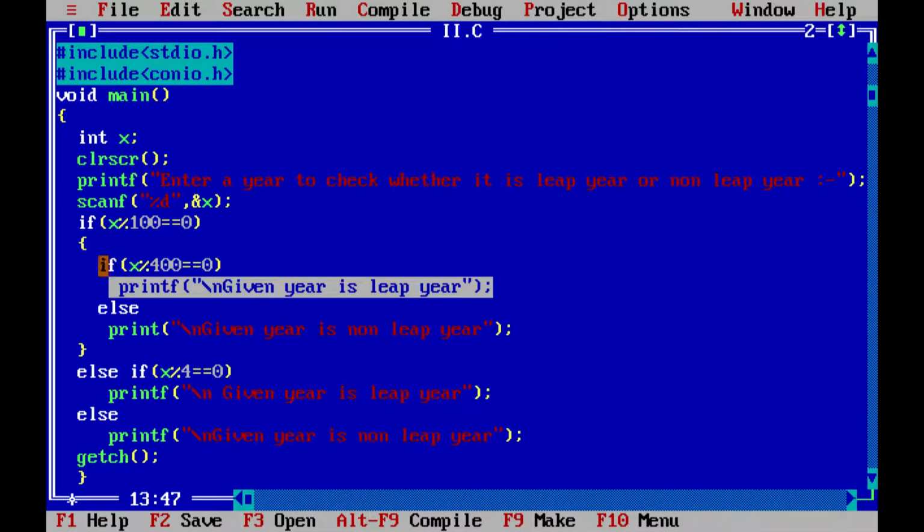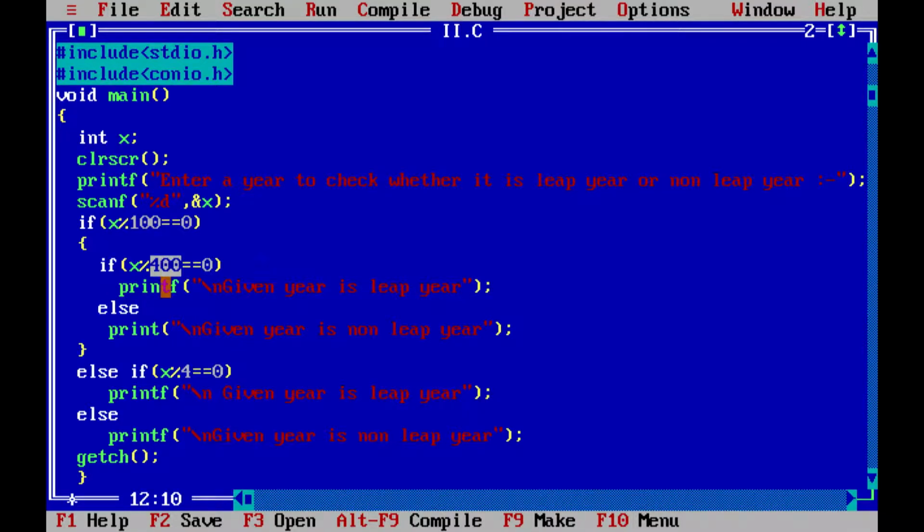Now if it is a century year and it is not divisible by 400, it goes to the else and prints given year is a non leap year. So this is the first if condition.